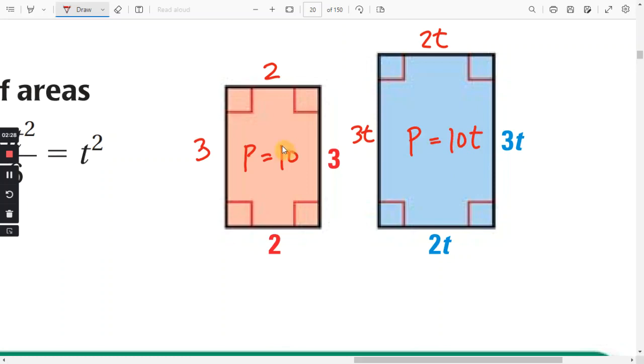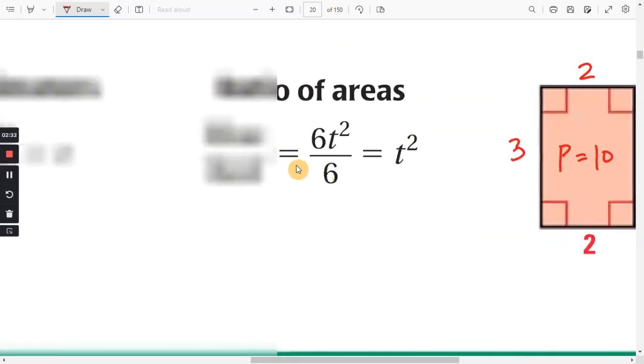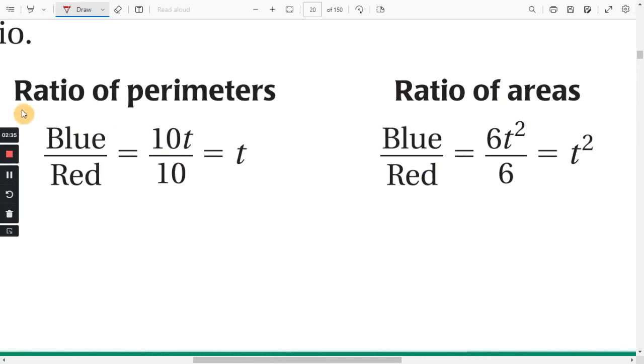So if you do the ratio of perimeters of the blue divided by the red, and they did that right here, the blue divided by the red, it's 10t over 10. The 10s cancel and you're left with t.